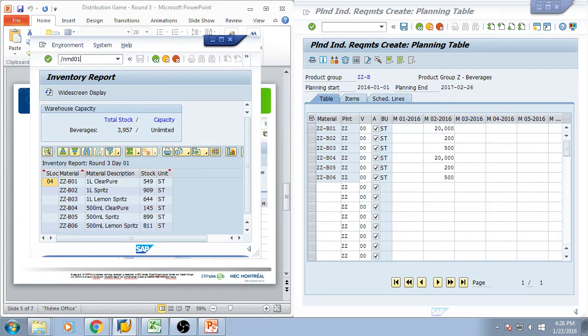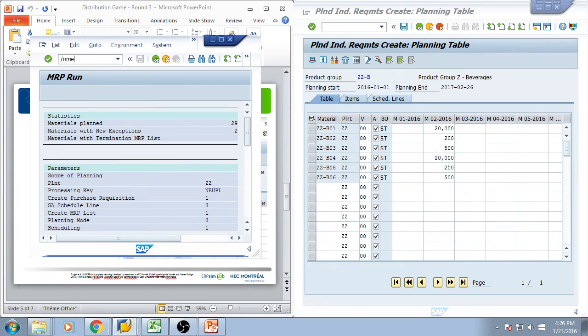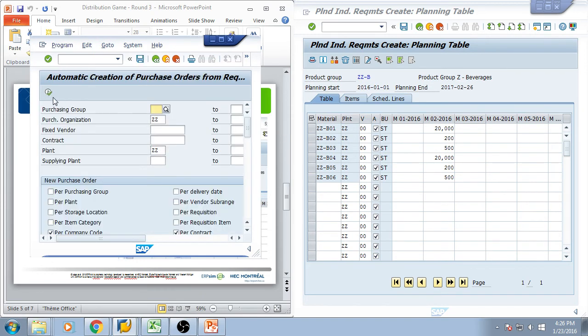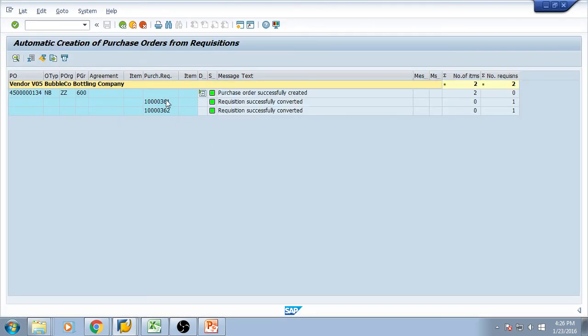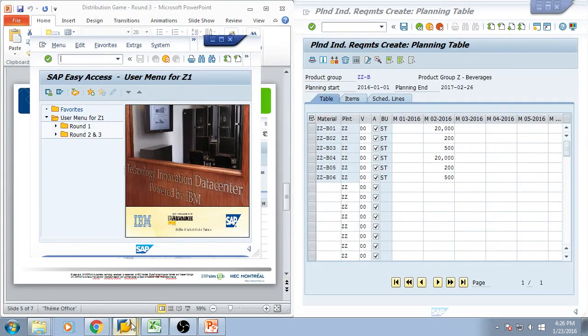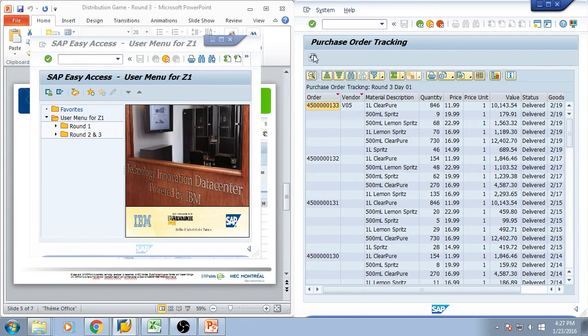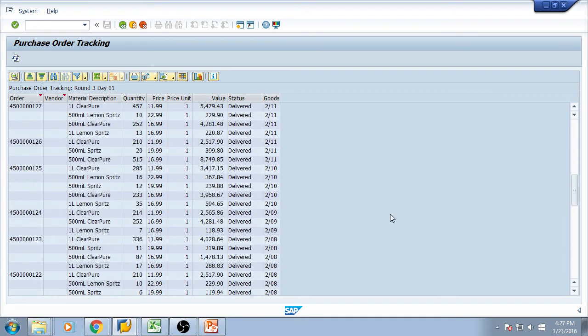I'll run MD01, MRP, ME59N, execute. And sure enough, it's only two products that were purchased, and we can go into those if we wanted to, but we don't need to. And then I'm going to look at purchase order tracking. So I just ordered those, so we'll see. It's 1 liter of Clear Pure. It's the difference, the quantity. It's the difference between what I had in stock and what I wanted. Not scheduled.